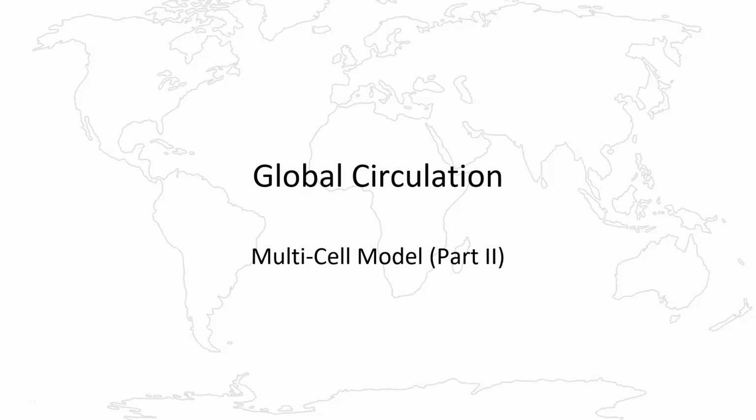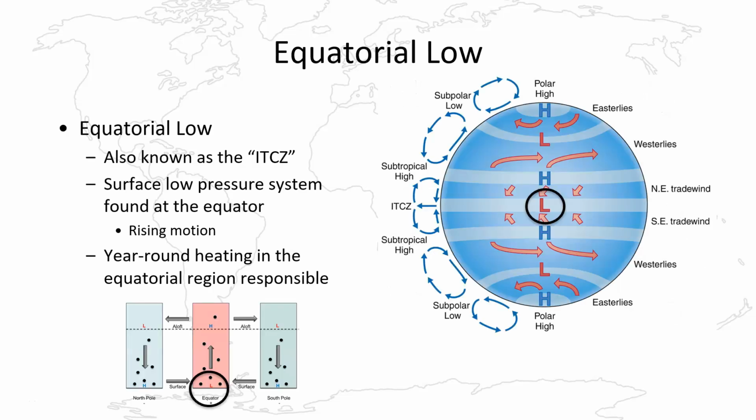In this video, we're going to talk about those surface pressure systems and wind belts that we mentioned in the last video. Let's start with the equator and work our way towards the poles. At the equator, we have the equatorial lows, also known as the ITCZ. This stands for Intertropical Convergent Zone. And this makes sense because it is found in the tropics, and it is a convergent zone.